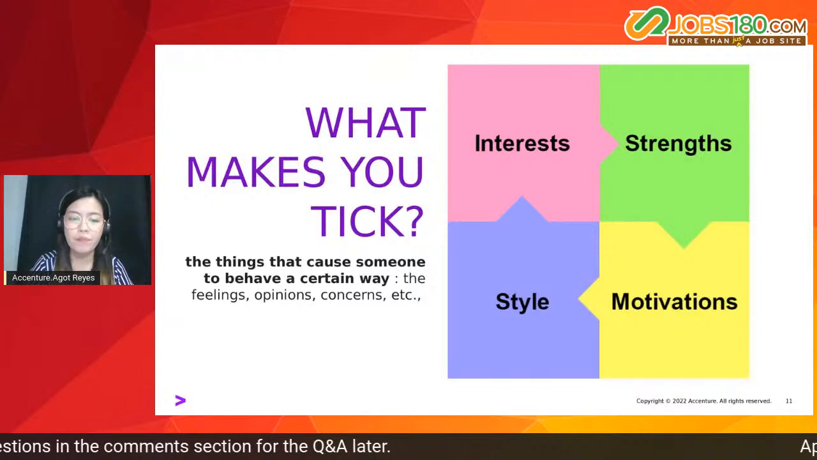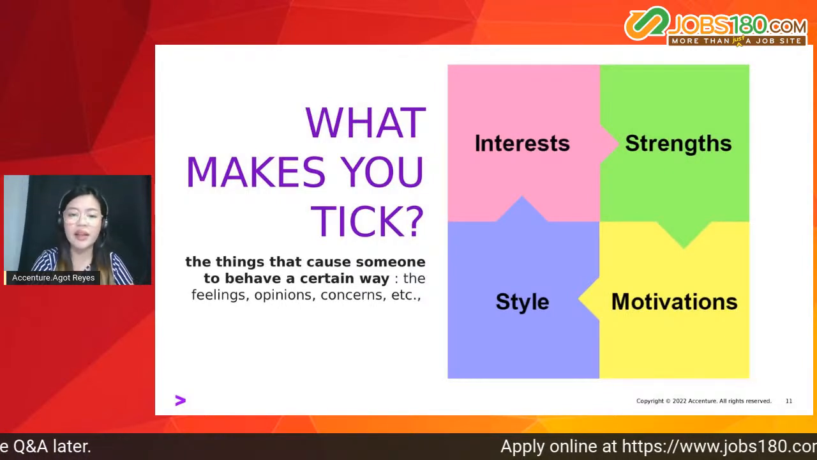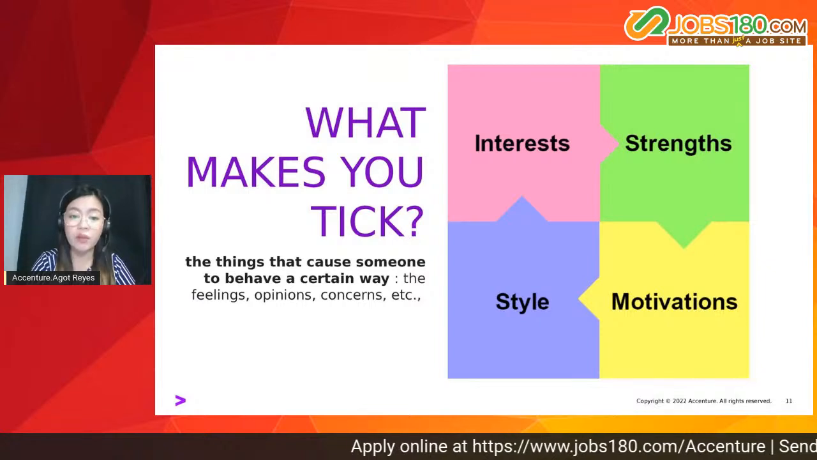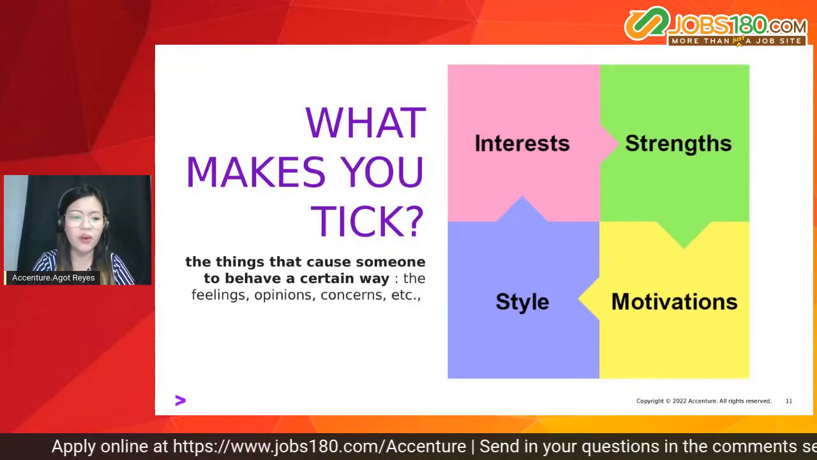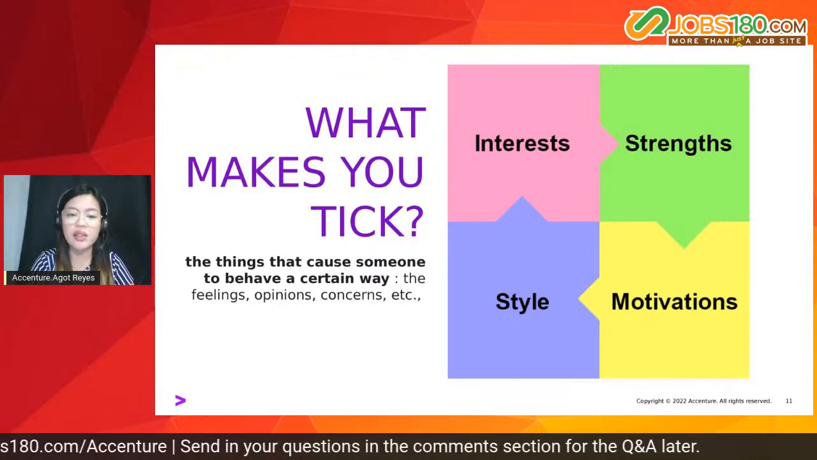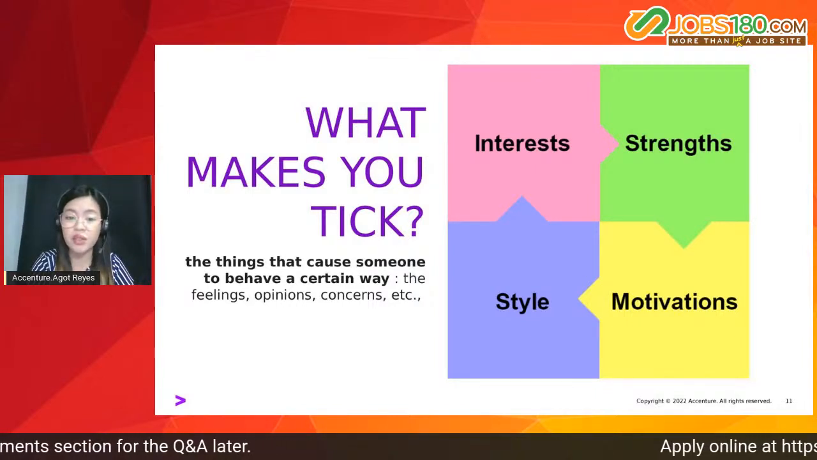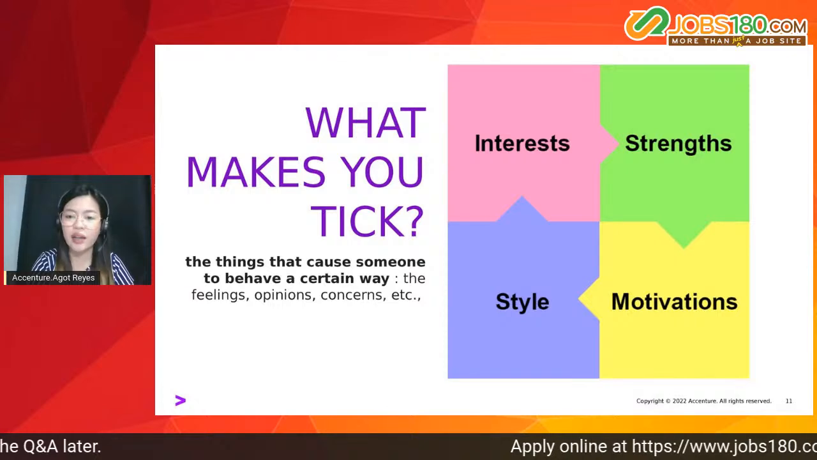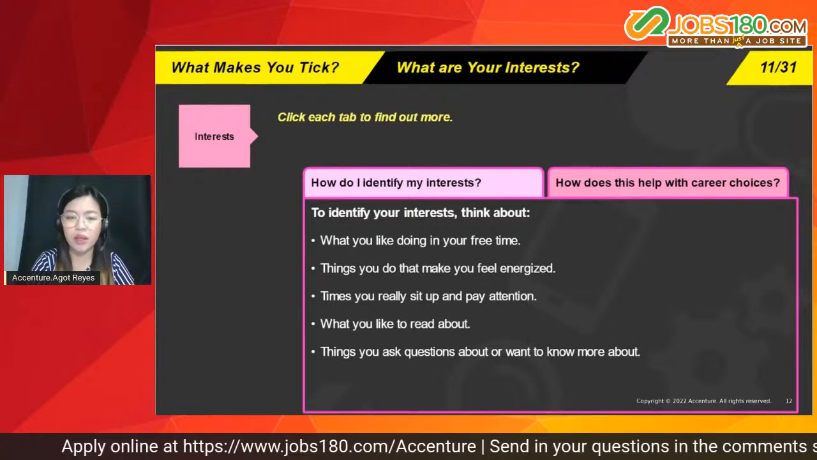Ayan. So now that we were able to identify the 5 tips to staying motivated, let's now define what makes you tick. What makes you tick, meaning what drives you, no, or the things that cause someone to behave a certain way. So these are the feelings, opinions, concerns, and other stuff as well. And if you're having a hard time identifying what makes you tick, these 4 areas will help you identify it. So we have interests, strengths, style, and motivation.